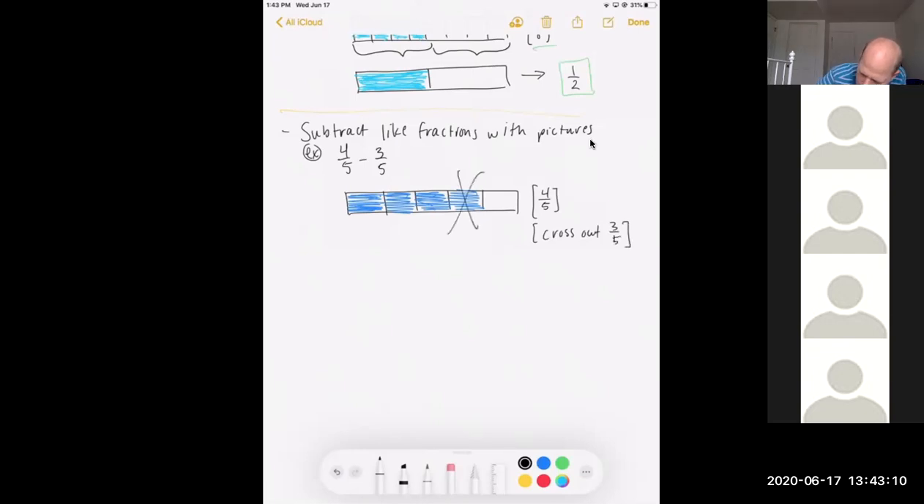Okay, so cross those off. So I'm crossing off 3/5 there. And the new bar to depict the final amount, the difference, I'm going to draw here. And that final amount is going to be 1/5. All the other ones are gone. Okay. Notice that the 3/5 is not depicted, because I'm crossing it out, it's an action.